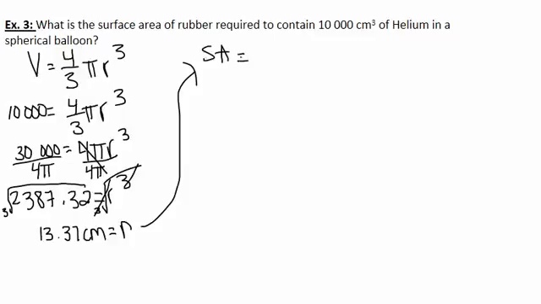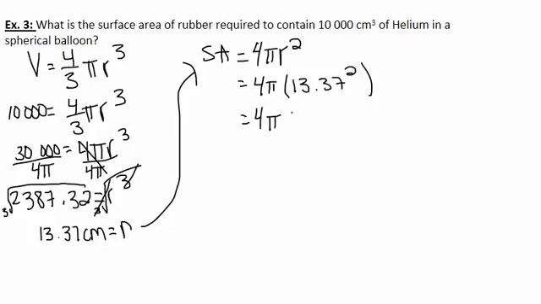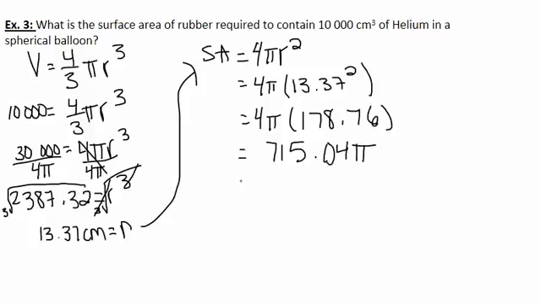So surface area is equal to 4 pi r squared. And now we can sub in 13.37 for r. And then that gives us 715.04 pi, which gives us a total surface area of 2,246.36 centimeters squared. So that is the surface area of rubber required to contain 10,000 centimeters cubed of helium in a balloon.